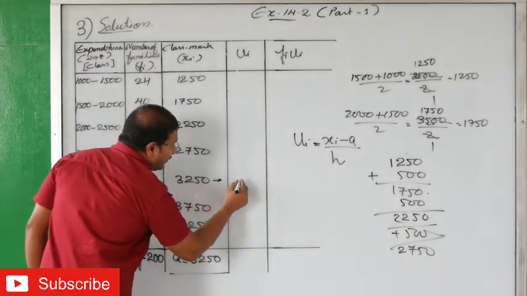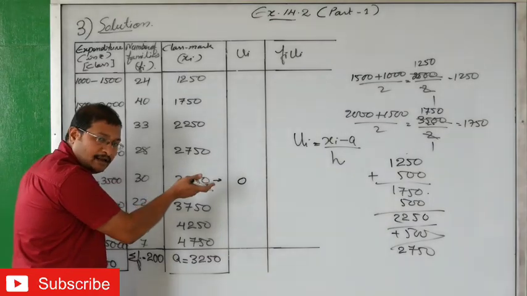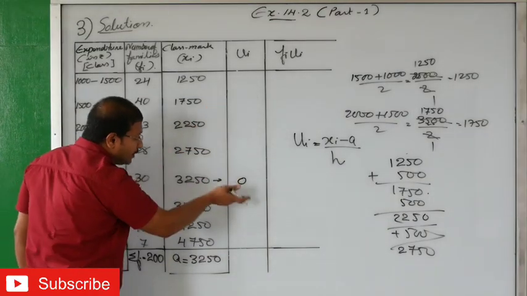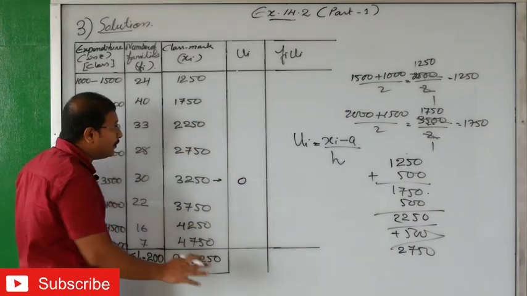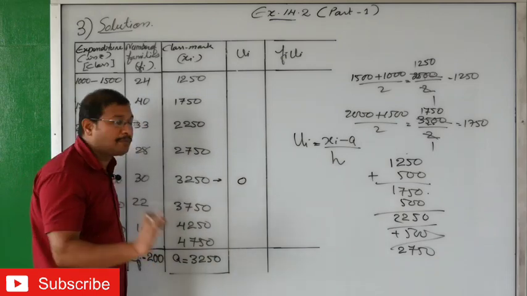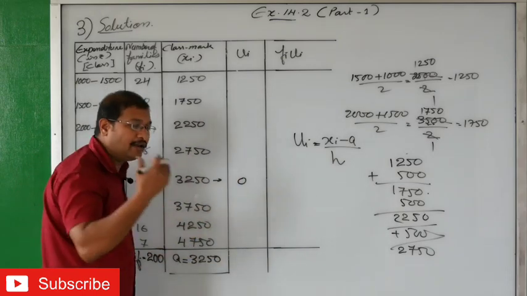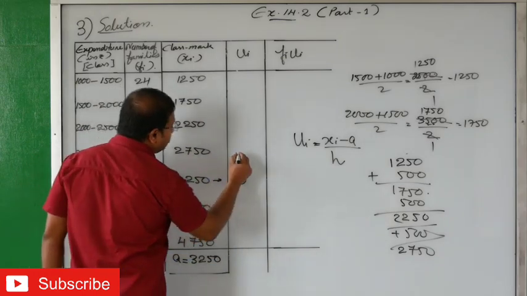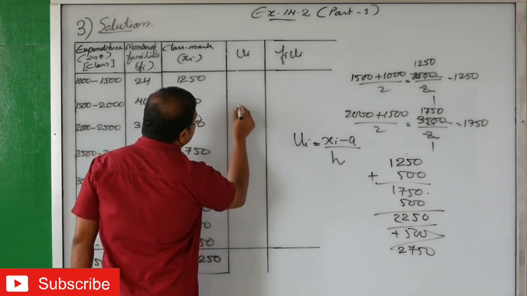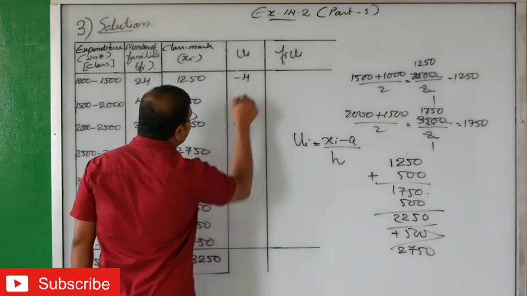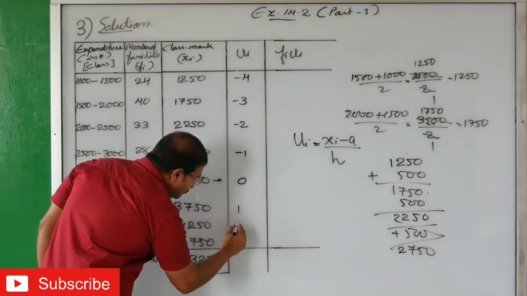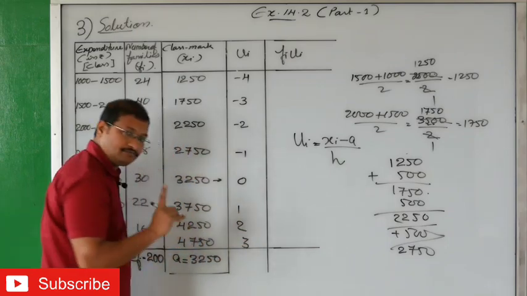Ready? Now what you will do? Straight at a, what you will write? 0. Upside you will write minus 1, minus 2, minus 3. Downside you will write 1, 2, 3. Always in the case of step deviation method, UI will be same. Any question? Ready? That means you will write minus 1, minus 2, minus 3, minus 4. Here we will write 1, 2, 3.